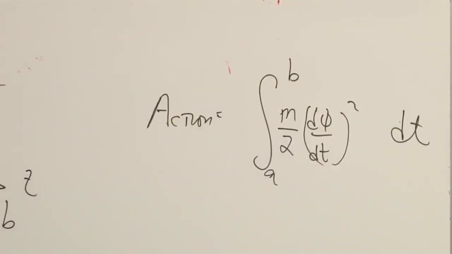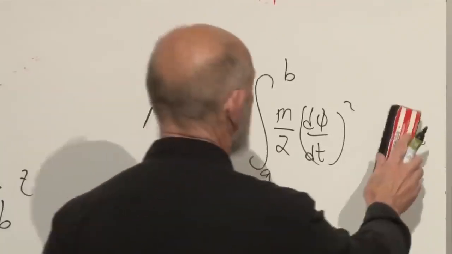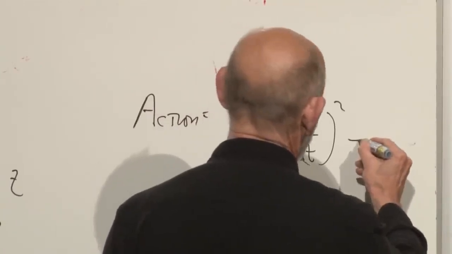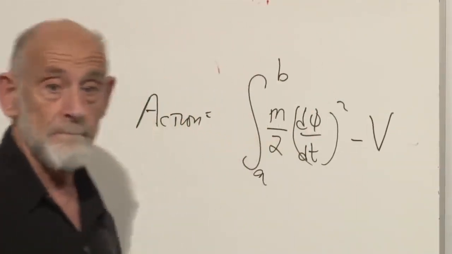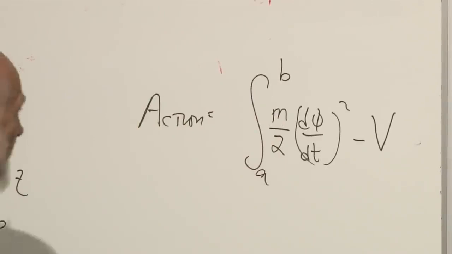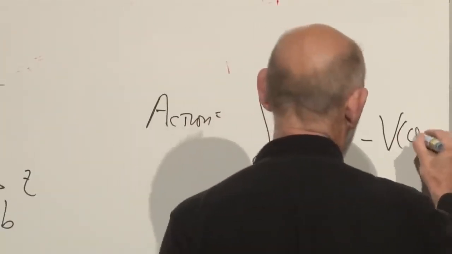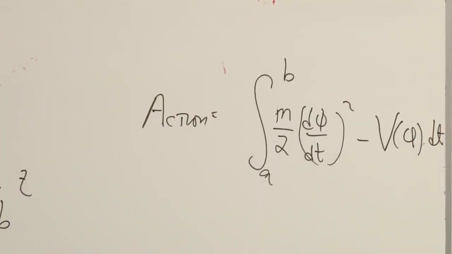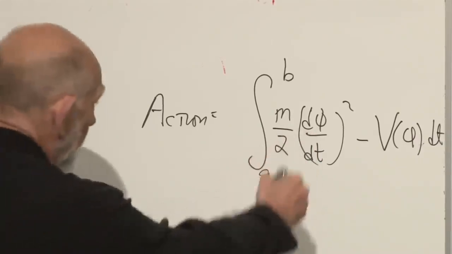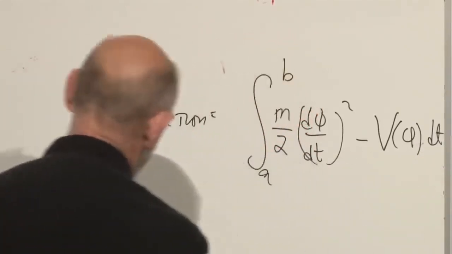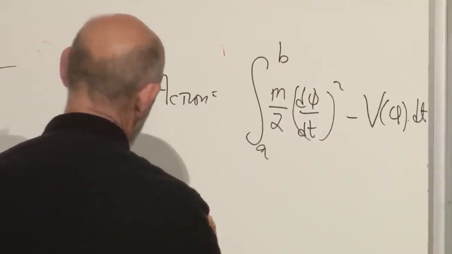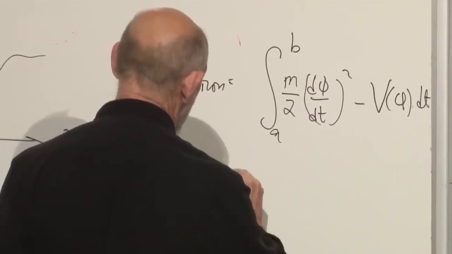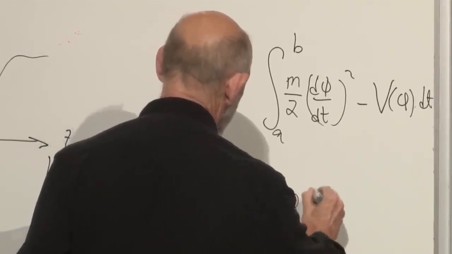And then we might put some potential energy in. That would be minus the potential energy as a function of what? Phi. The Euler-Lagrange equations, let me remind you what they are. This object in here would be called the Lagrangian. The Lagrangian is m over 2 phi dot squared minus V of phi.